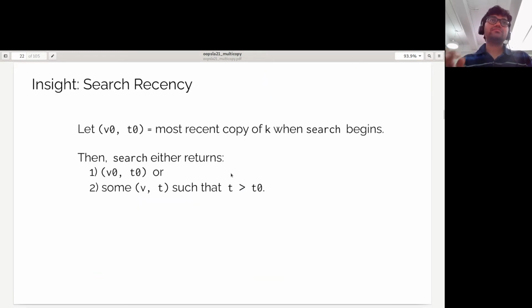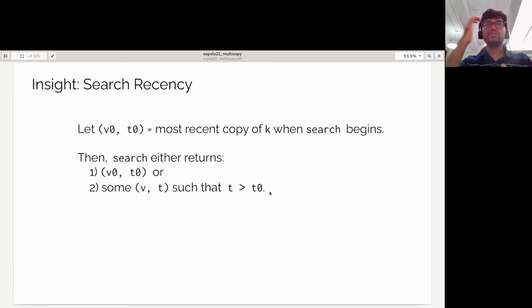But generally, the insight here is that if v0, t0 was the most recent copy of k when search begins, then the search operation returns one of these two values. Either it returns the same v0, t0, in which case it has not been affected by any of the concurrent upserts, or it returns a pair v, t such that t is greater than t0, which means this pair has been added to the data structure after v0, t0. So in this case, it returns something that was added by a concurrent upsert.